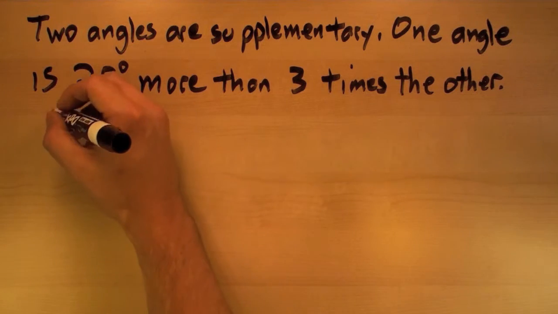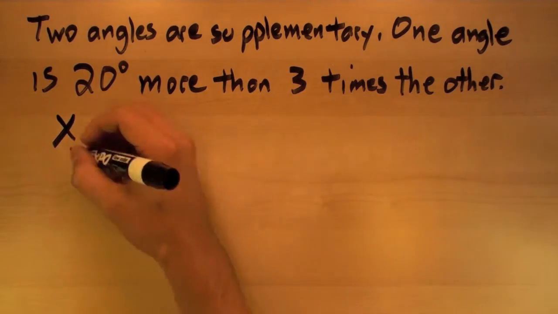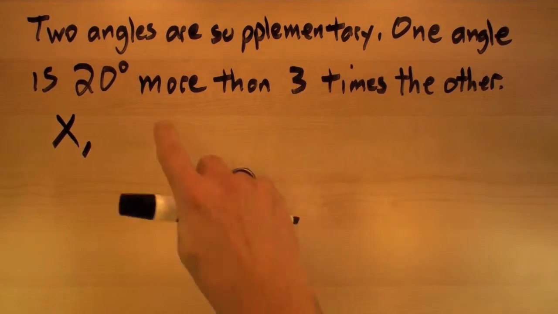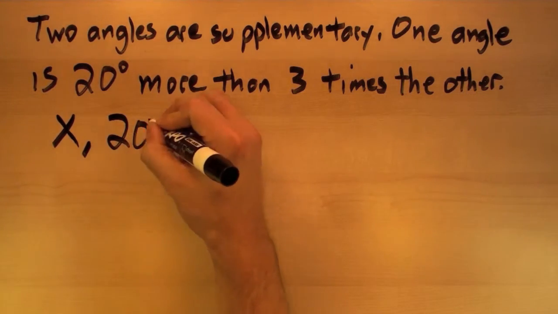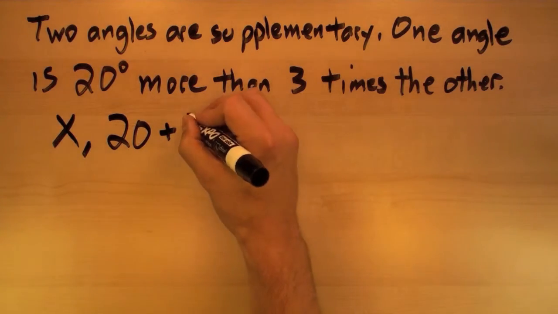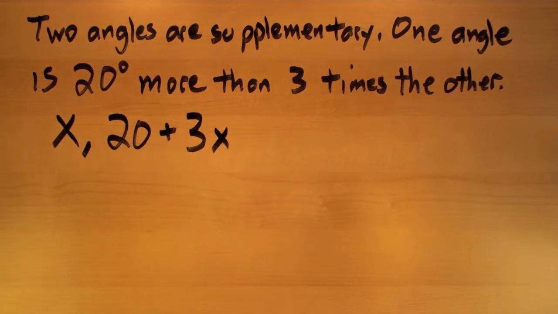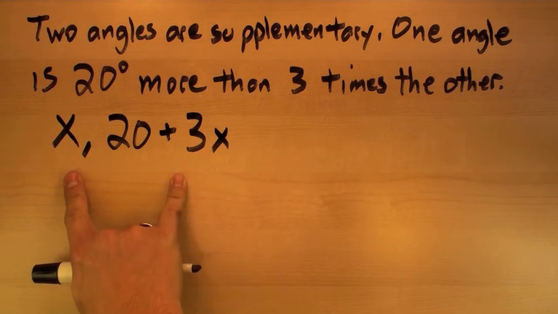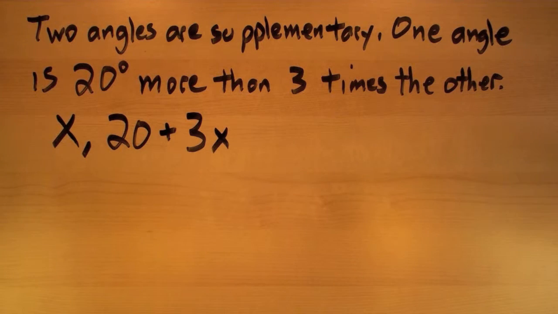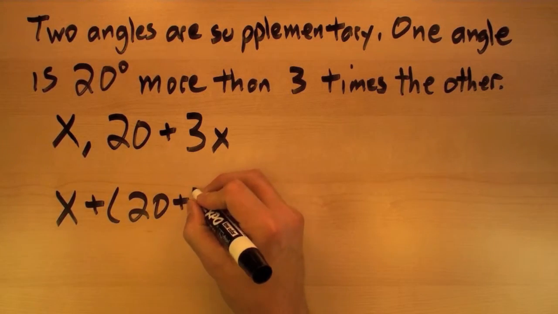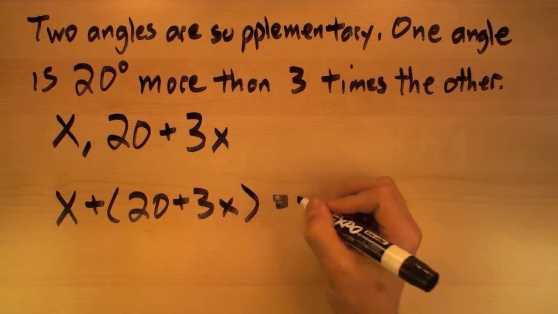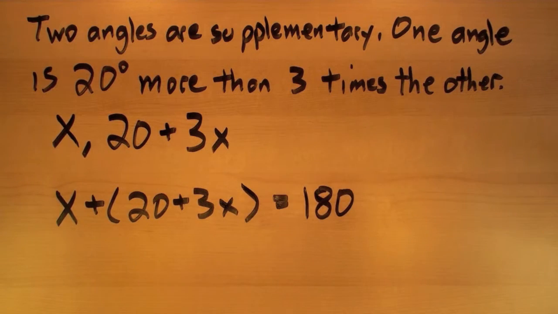So if one of these angles is x, then the other angle is going to be 20 more than 3 times x. So x and 20 plus 3x represent the two angles in this problem. Now, using the fact that they're supplementary, we can write the equation: x plus 20 plus 3x equals 180 degrees.